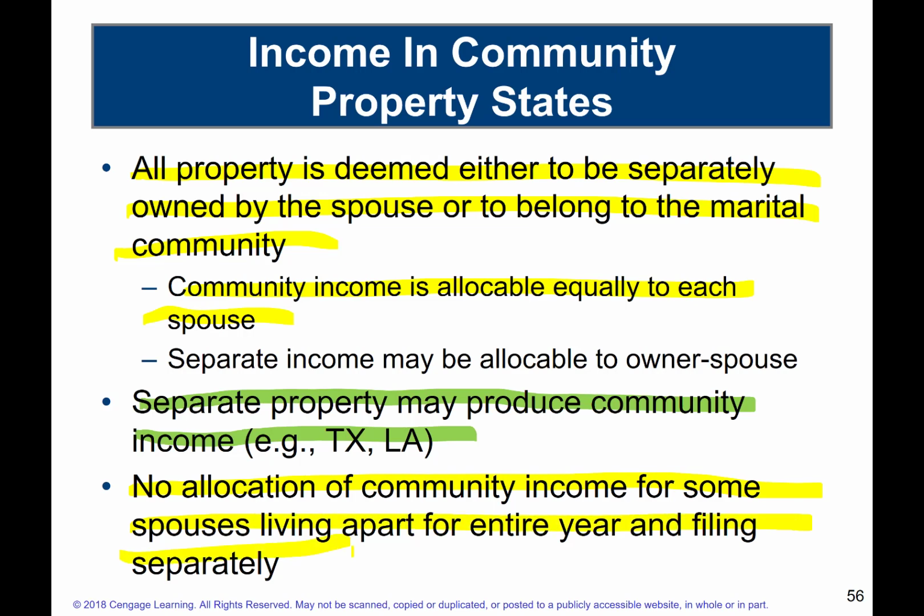care if the property is separate, is owned by one individual. The property is separate. No allocation of community income for some spouses living apart for the entire year, and again, the point being filing separate.